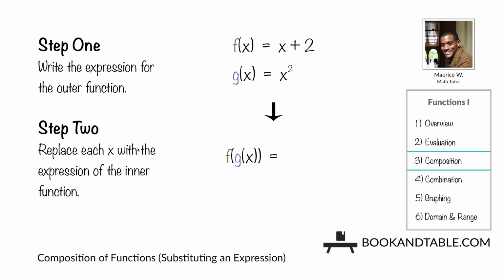So when we have a composition of functions and we're substituting an expression, g of x, in for the independent variable, we first want to write the expression for the outer function. The outer function in this case is f. So we write the expression for that function, which would be x plus 2. And now step 2, replace each x with the expression of the inner function. So we don't have f of x, we have f of g of x, which means we write the f function, and instead of writing x, we replace each x with the function g, which would be x squared. So we substitute x squared in for x here. So this shows us that f of g of x is equal to x squared plus 2.